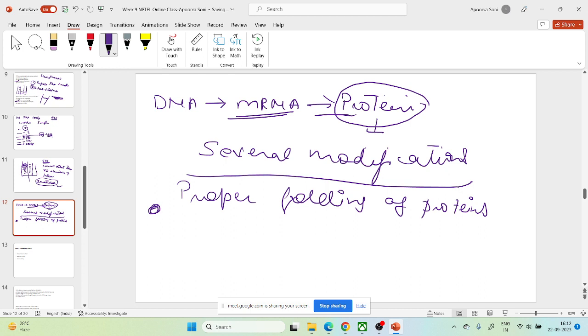Proper folding of proteins is equally important as the synthesis of proteins. We have already discussed in previous classes that after synthesis in the endoplasmic reticulum, the protein undergoes various modifications like N-linked glycosylation, and then in the Golgi apparatus O-linked glycosylation also occurs. These glycosylations and other modifications help the protein to be in a properly folded form.